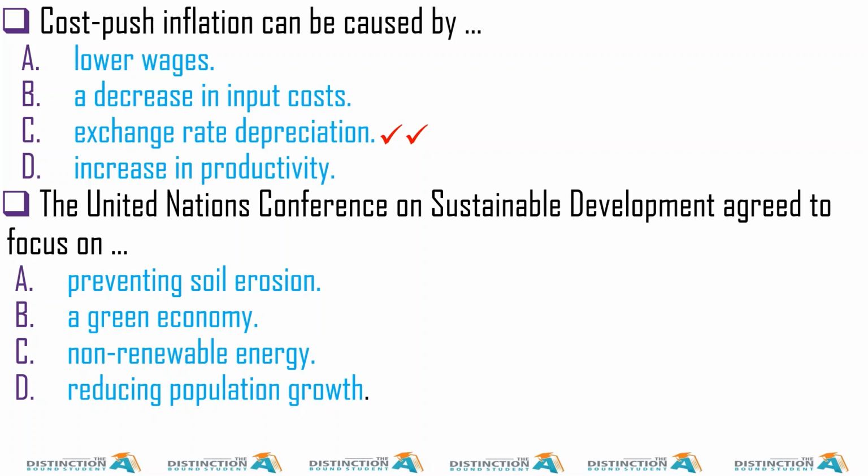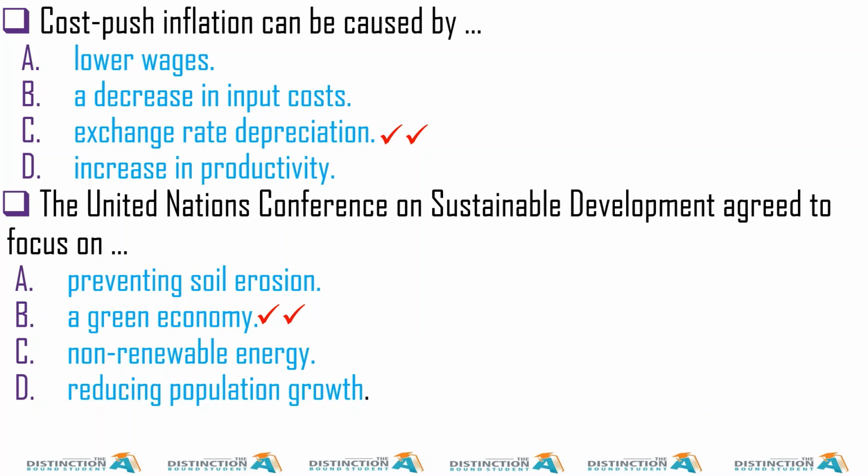The United Nations Conference on Sustainable Development agreed to focus on, let's see, preventing soil erosion. Okay, that would make sense, but could it be the answer? A green economy, non-renewable energy. Okay, C sounds like it. No, a green economy. Oh yes, yes. This one can be confusing, even preventing soil erosion, because all of these things relate. So you need to know which conference this was: the United Nations Conference on Sustainable Development.